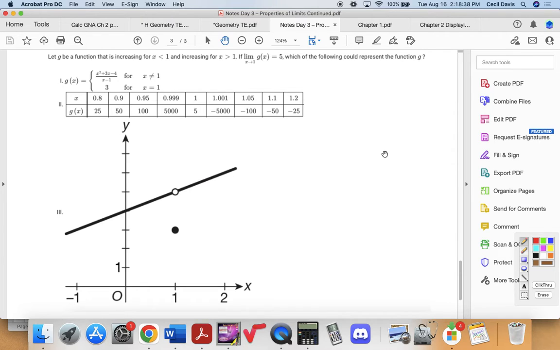I'm going to start at the bottom and work up. So, is this function increasing for x less than 1? Yeah, it's going up for x less than 1. As long as I'm on x is less than 1, the function goes up as I go from left to right. Is the function increasing for x greater than 1? Yeah. Is the limit as x approaches 1 of g of x equal to 5? Well, 1, 2, 3, 4, 5. Yep. This one is just fine.